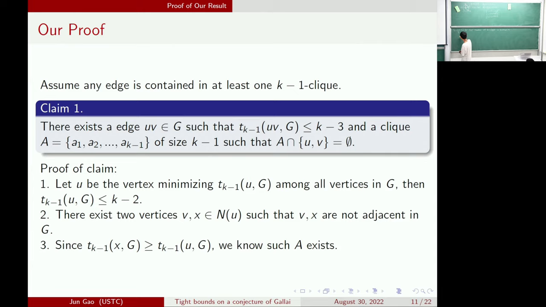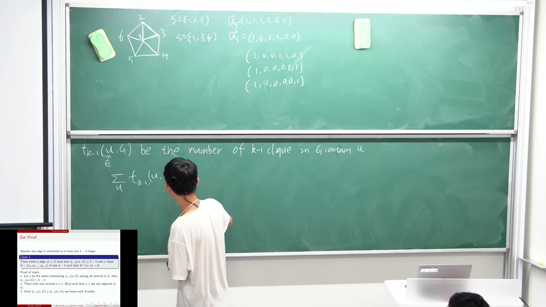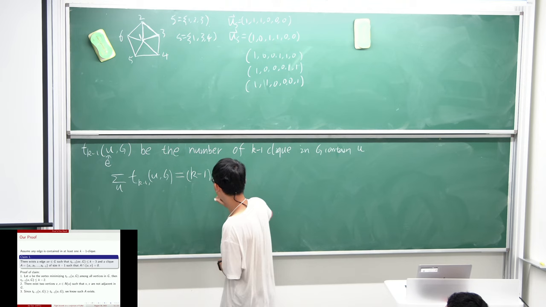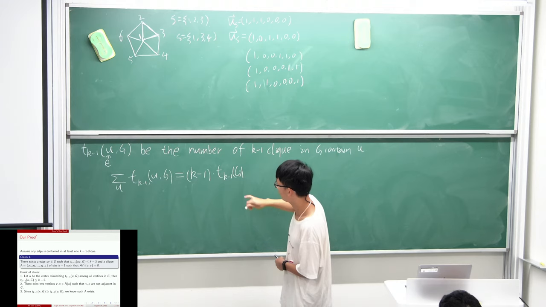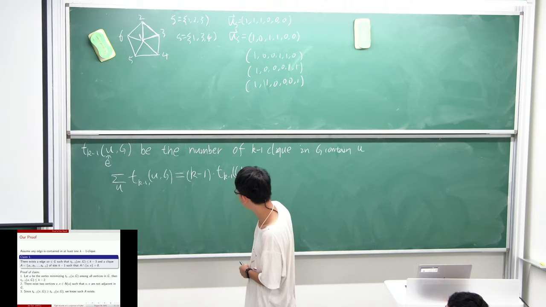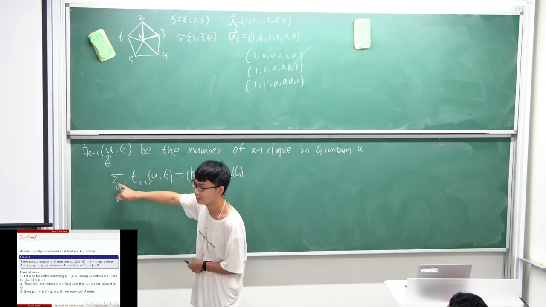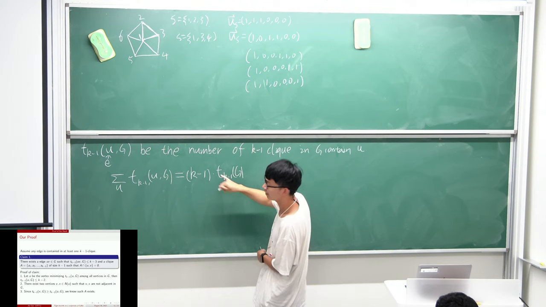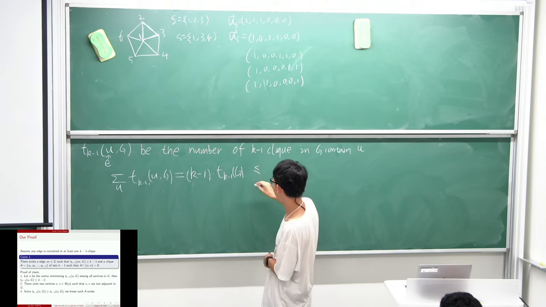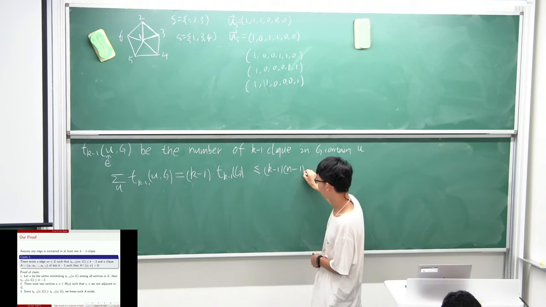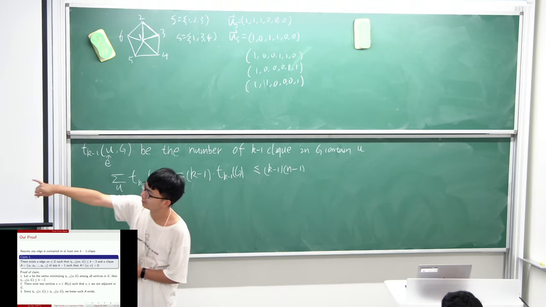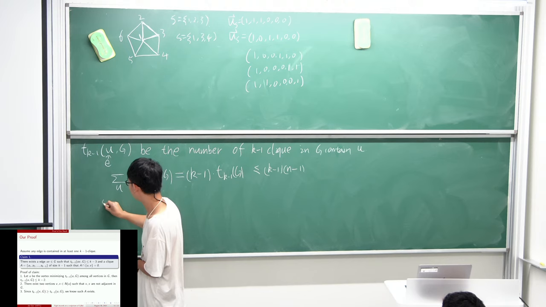Because we know the sum of the t_{k-1}(u) is equal to k minus 1 times the clique number, since any clique will provide k minus 1 to this sum. So the sum over all vertices is equal to k minus 1 times the clique number. We have proved this is no more than k minus 1 times n minus 1. So the minimum must be no more than this number. Yeah, this is easy.